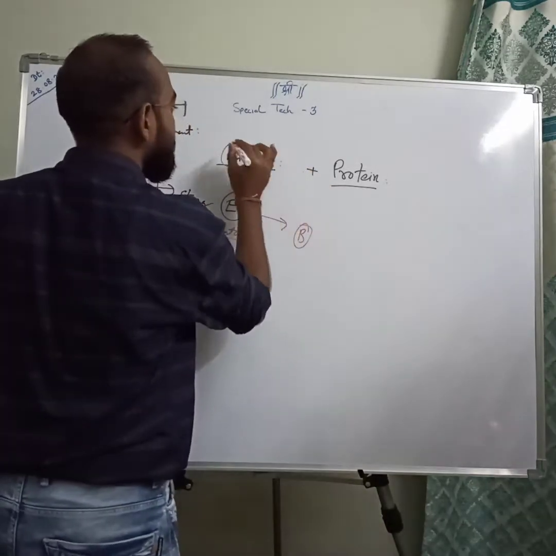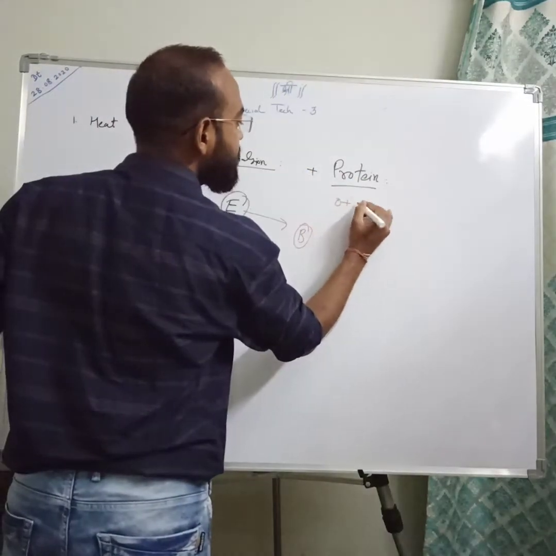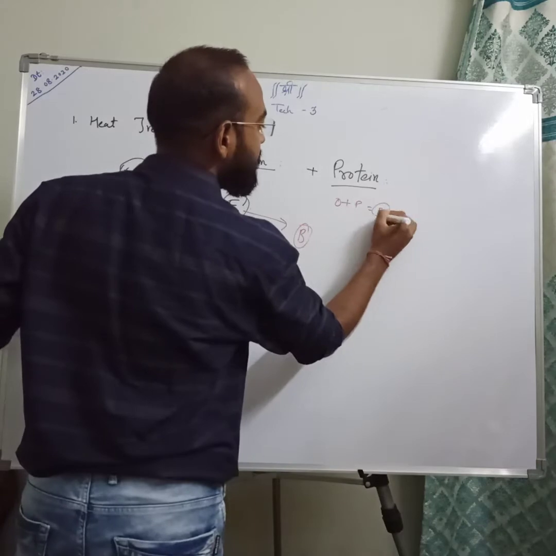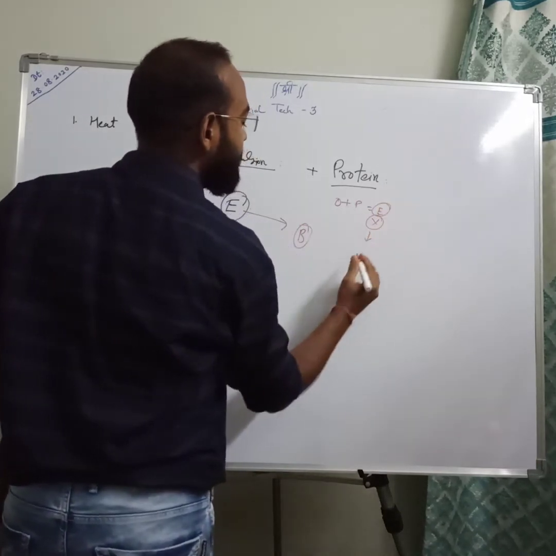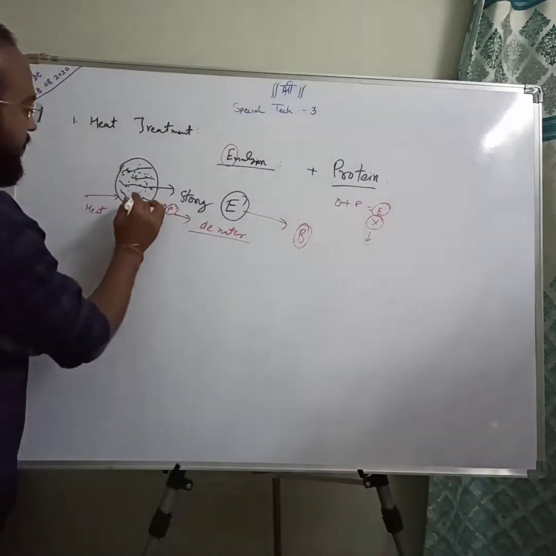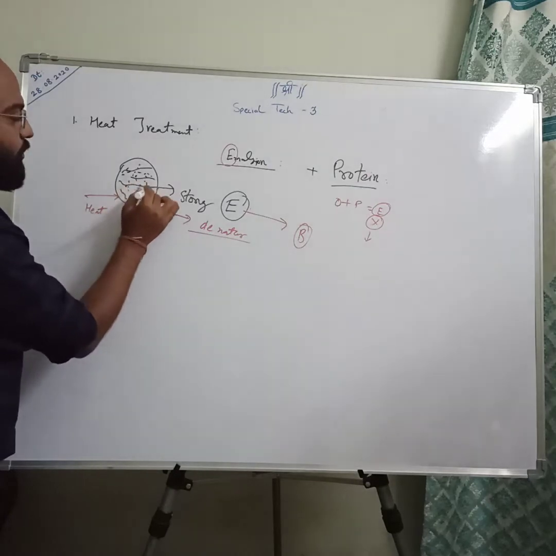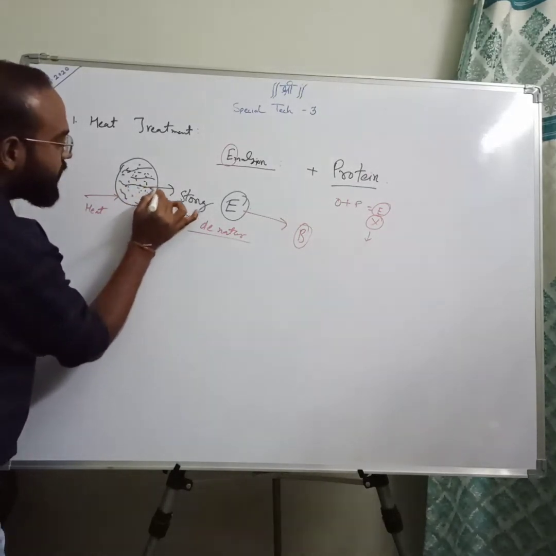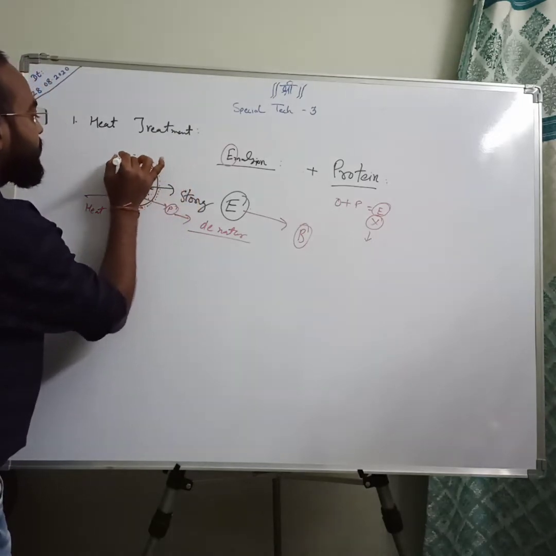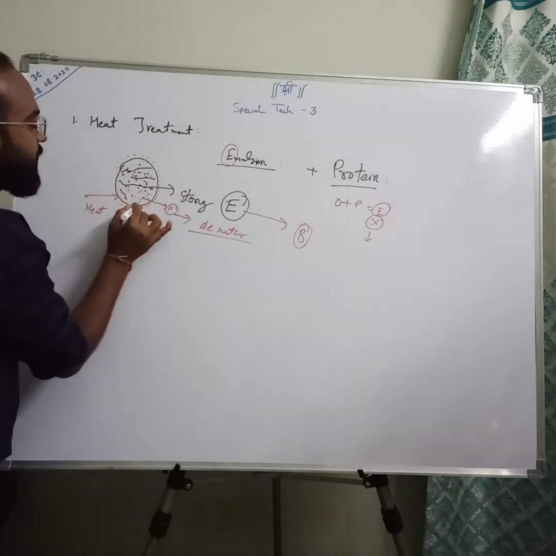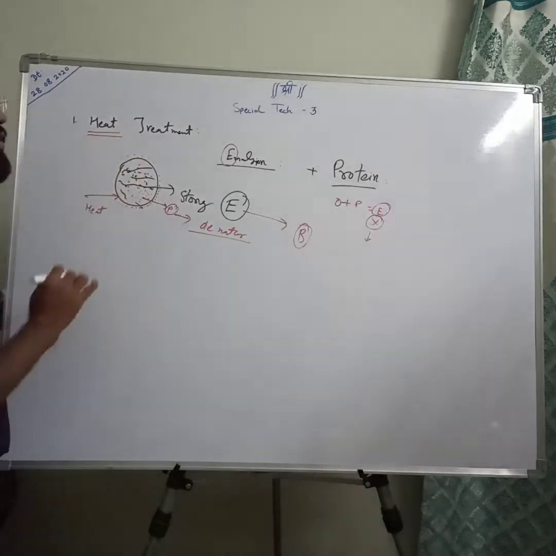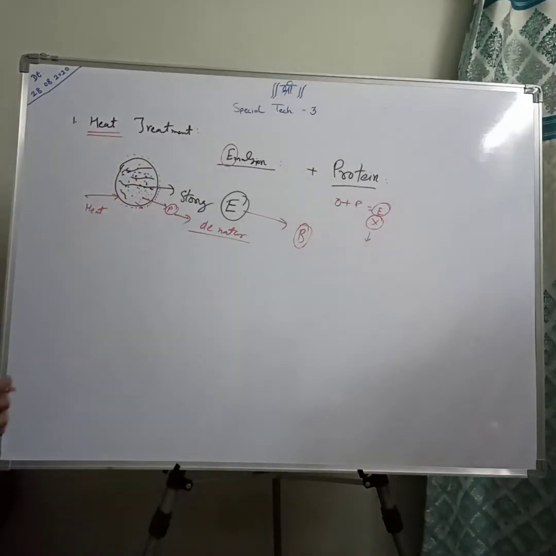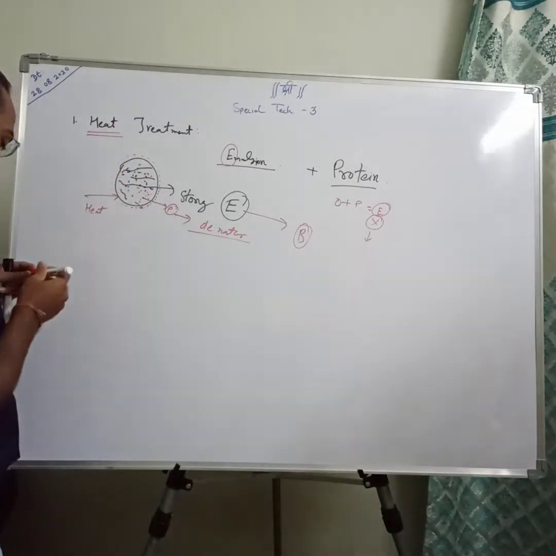This is emulsion, that is oil plus protein. Emulsion starts breaking. It will break down, and the oil present inside the seed in the form of oil cells starts coming to the outer surface of the seed. This happens due to the supply of heat. When you supply heat to the seeds, this phenomenon occurs. Okay.